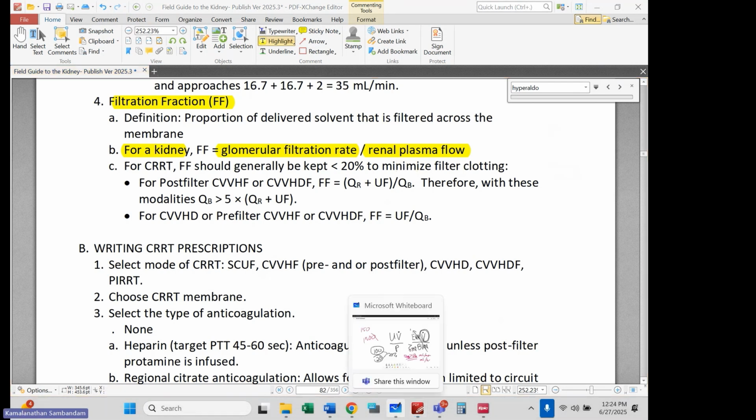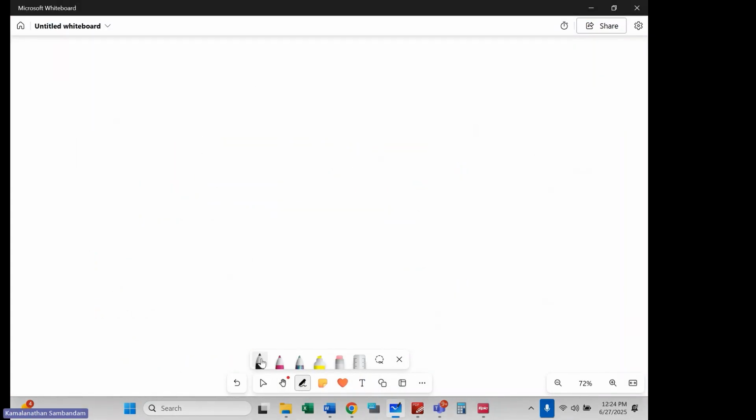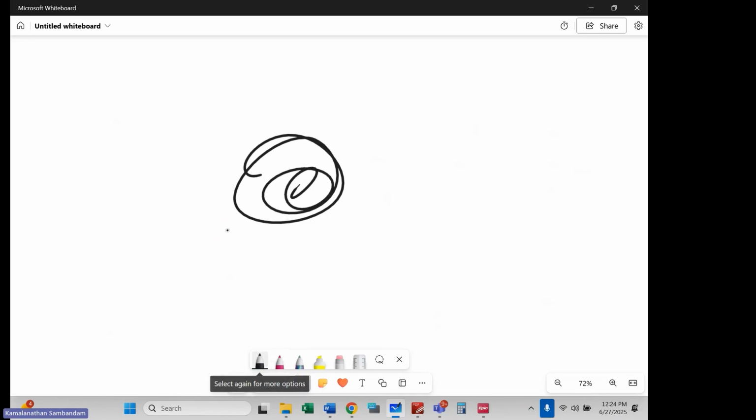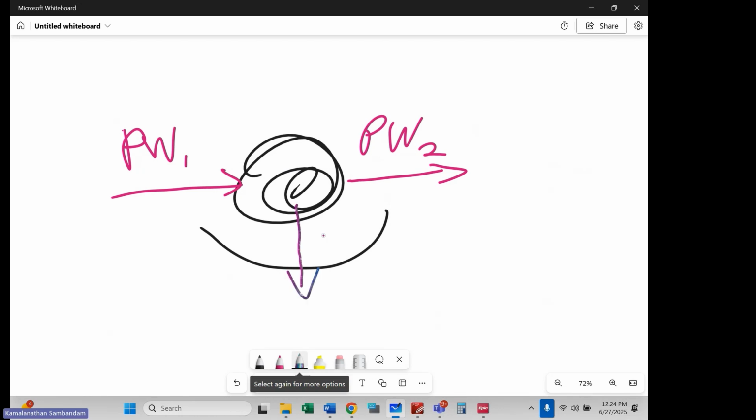Because again, a proportion of, if I'm a glomerulus, right, and I have blood going to this glomerulus, okay, or plasma water, I'm going to say PW, plasma water. The plasma water that emerges from that glomerulus, I'll call this 1, plasma water 2, is going to be less because I have a proportion of that plasma water that is lost by glomerular filtration.